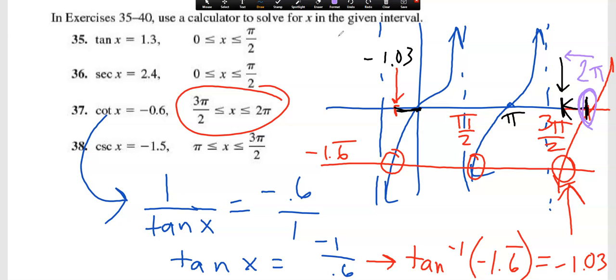1.03. All I'm doing is coming backwards 1.03 units. So if you can type 2 pi minus 1.03, I'll bet you get your right answer, 5.25.